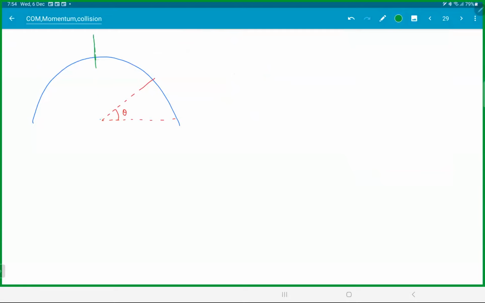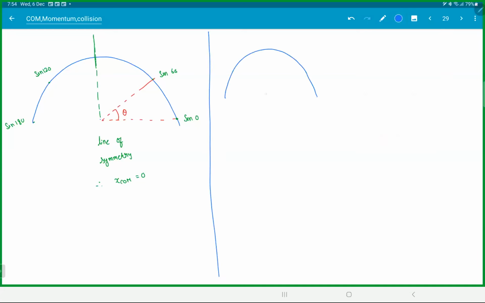This is your line of symmetry. So we get sin 0. Let's say somewhere here sin 60, sin 120, sin 180, the values will look the same. Therefore, x center of mass is 0. I just removed all the integration with this one statement. That's why knowing statements is important. Or else you'll calculate x and you'll get the answer though. But next thing.